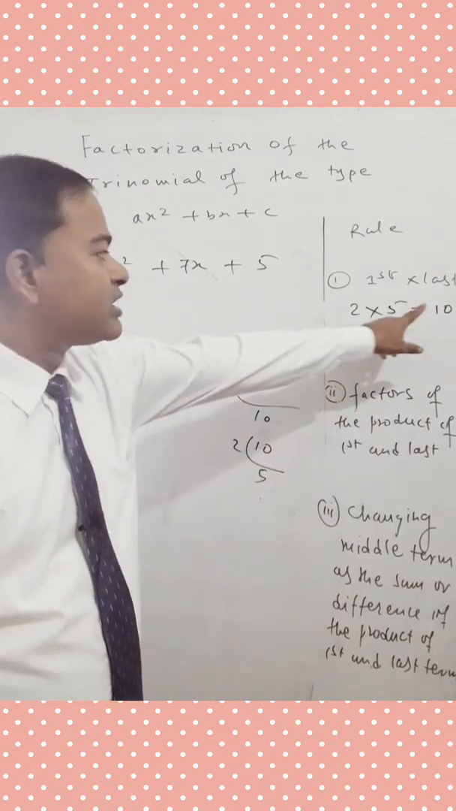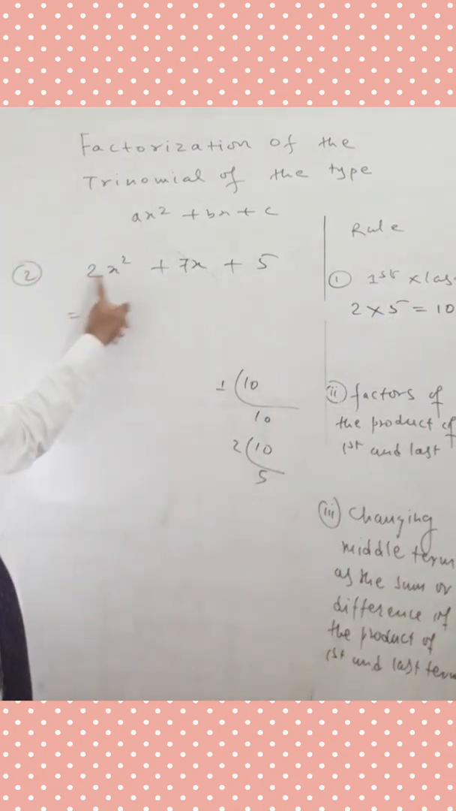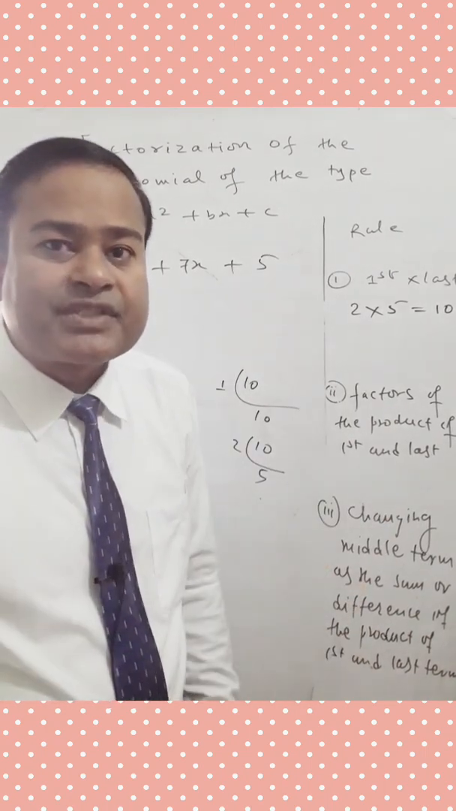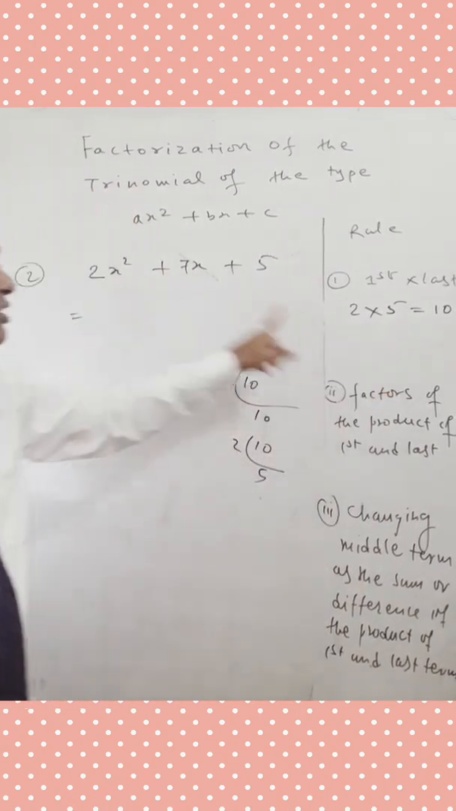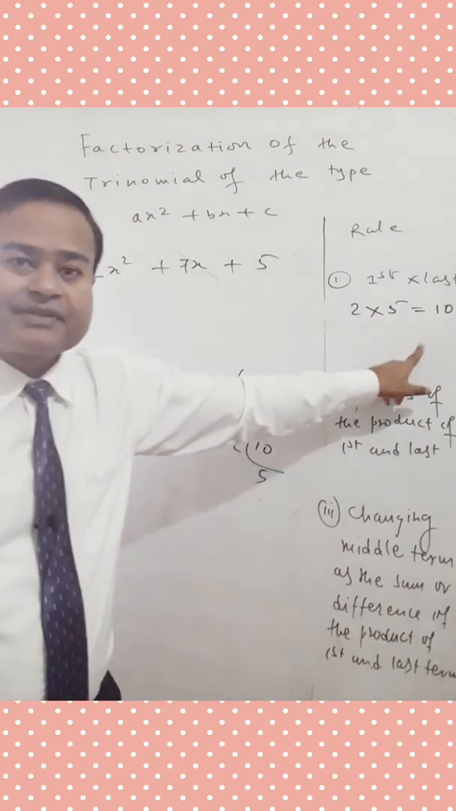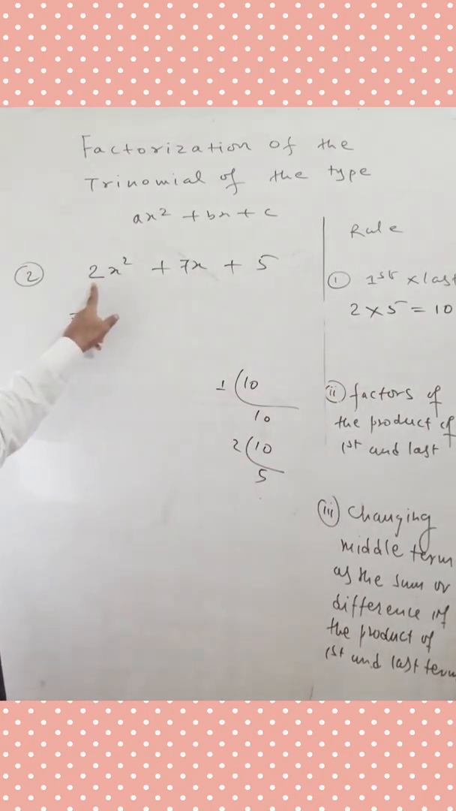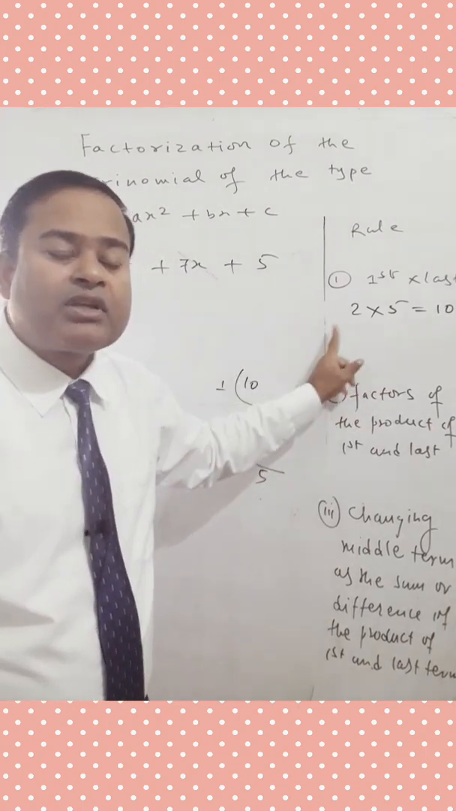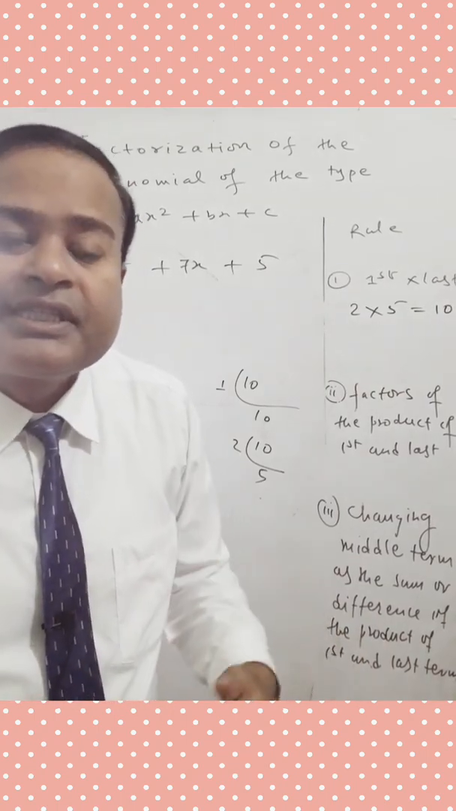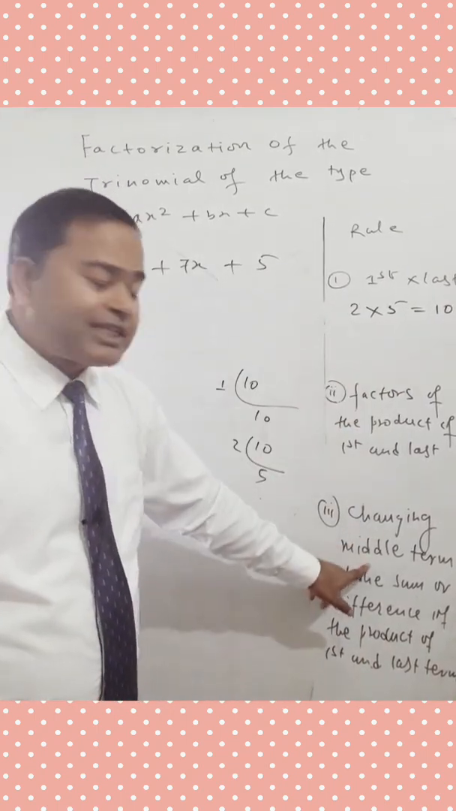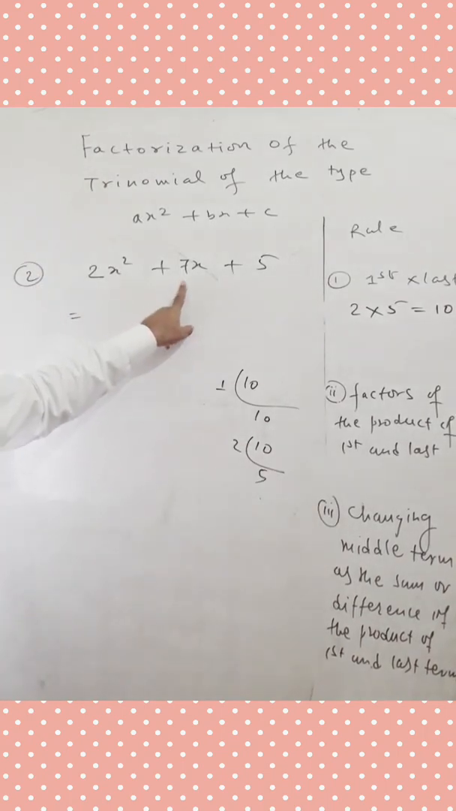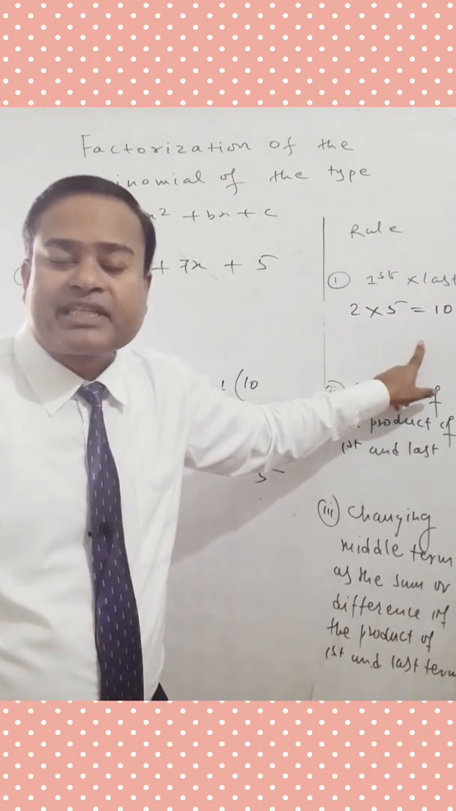So dear students, when the product is positive, 2 is positive and 5 is positive, plus plus plus, 2 fives are 10, and 10 is a positive number. In case we get the product of first and last term negative, suppose the coefficient of x square is negative, or the constant term is negative, in that case plus minus minus, that means we'll get the product negative. So when the product is negative, we have to change the middle term by taking the difference of two factors of the product of first and last number.